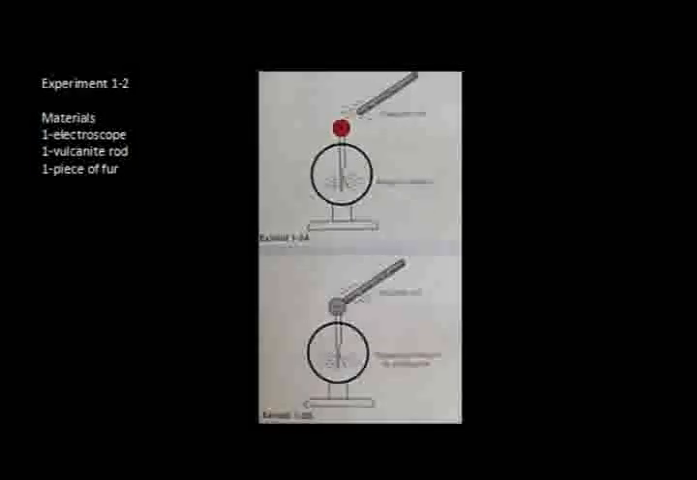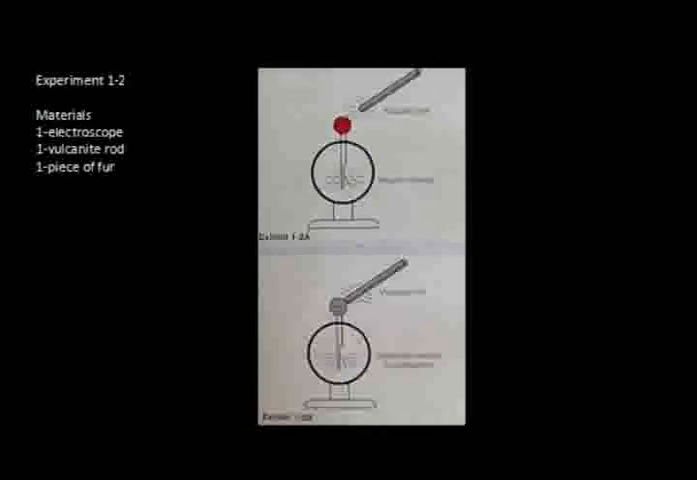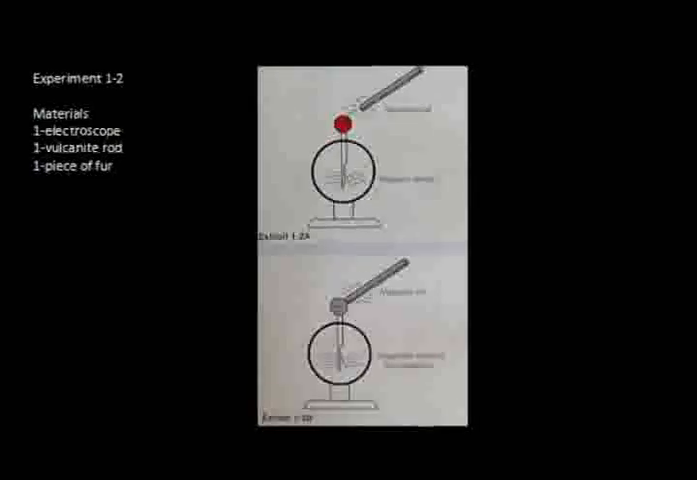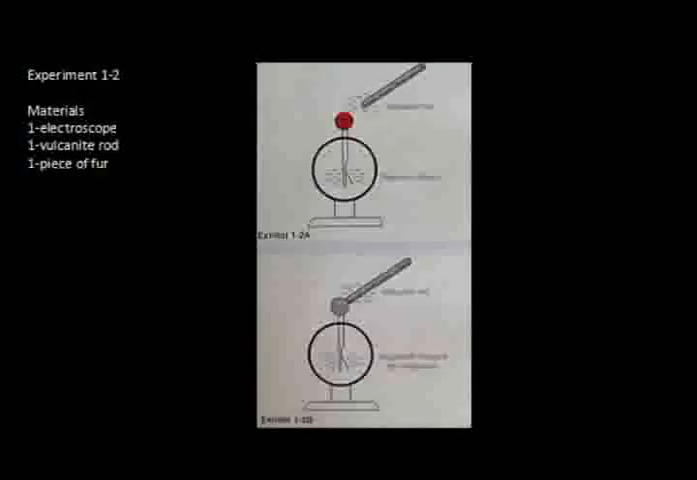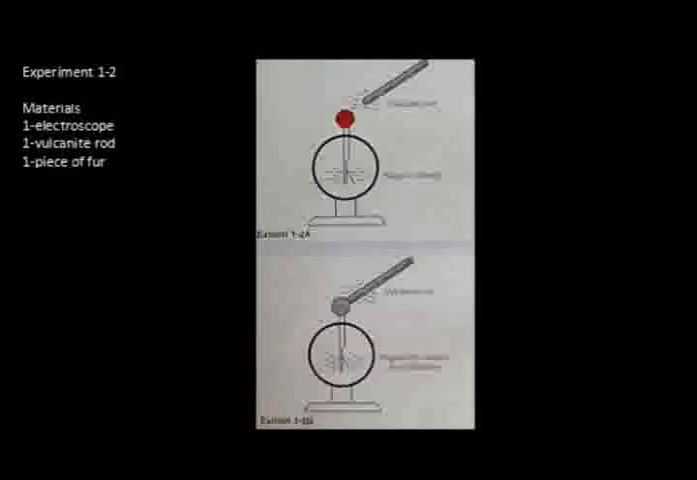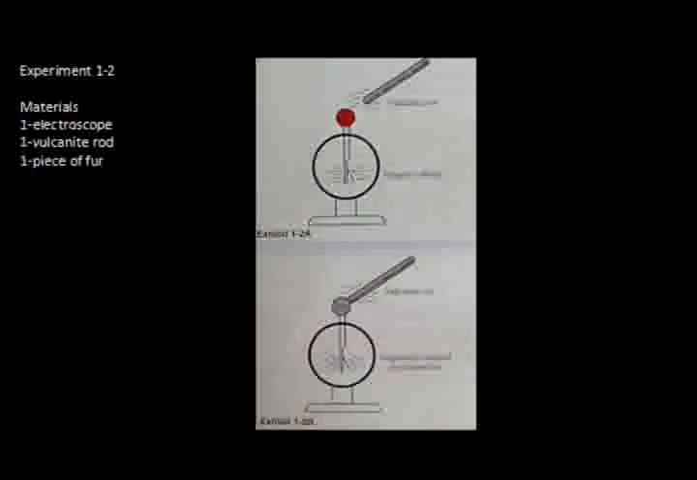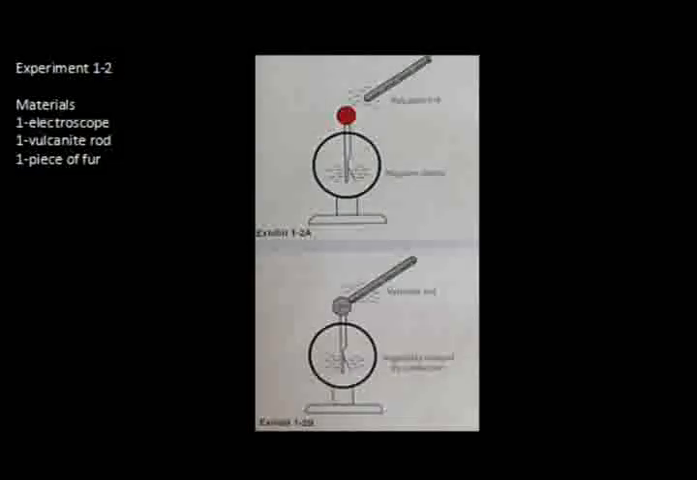Step 2. Bring the charged rod close, but do not touch the electroscope. The leaves in the electroscope expand. Step 3. Move the rod away from the electroscope. The leaves drop back down. Step 4. Examine Exhibit 1-2A. Can you explain what you've just observed?